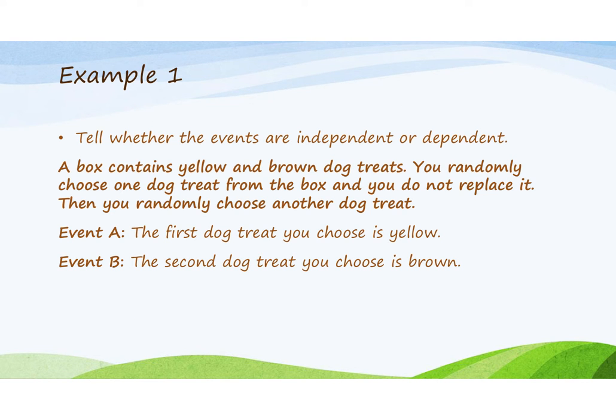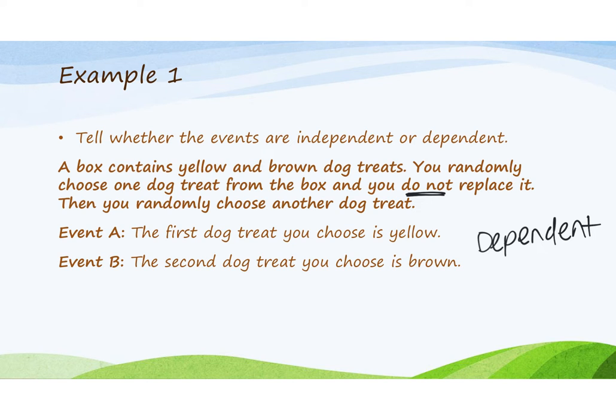You said that's independent. Example 1, tell whether the events are independent or dependent. A box containing yellow and brown dog treats. You randomly choose one dog treat from the box and you do not replace it. Then you randomly choose another dog treat. Are these dependent or independent events? They're dependent. Why? Very good. Okay? You're not replacing them.